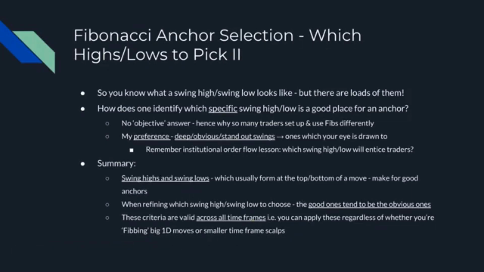So let's refine this concept a little bit. We know what swing highs and swing lows look like, but there are loads of them, obviously, especially if you become trained to see this sort of wick structure or 3 candle structure, whatever it may be. There are lots of them. So how does one identify which specific swing high or swing low is a good place for a fib anchor?